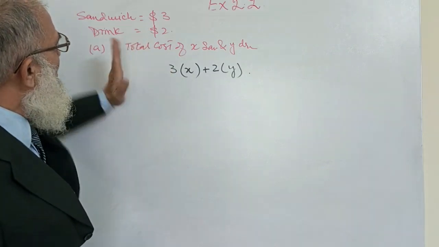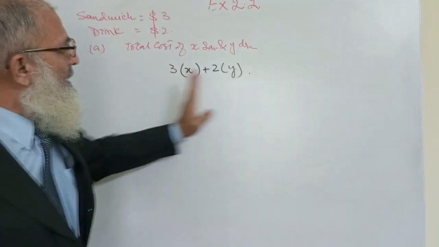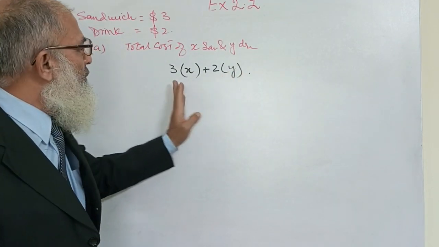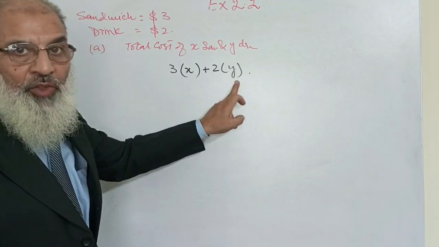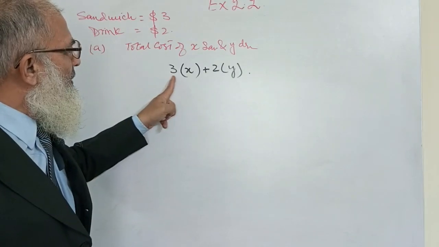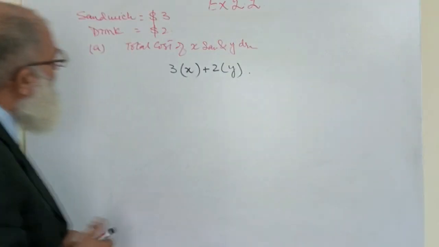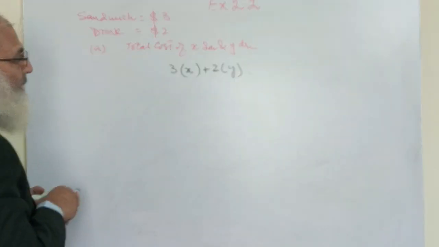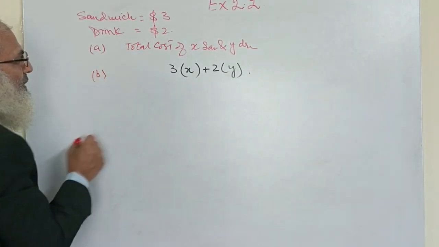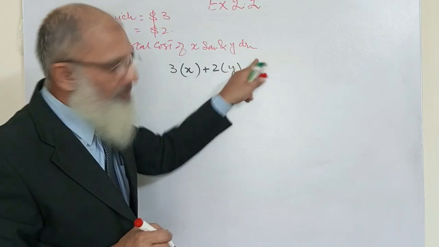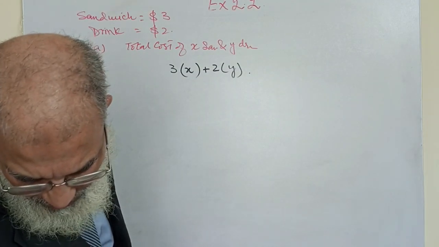If we buy one piece each, that means one sandwich and one drink, that will cost us $5. We have to substitute one here, one here, and then we will come up with the total cost of $5. And part B. I have to write part B as well over here. We'll do it simultaneously. Find the total cost.